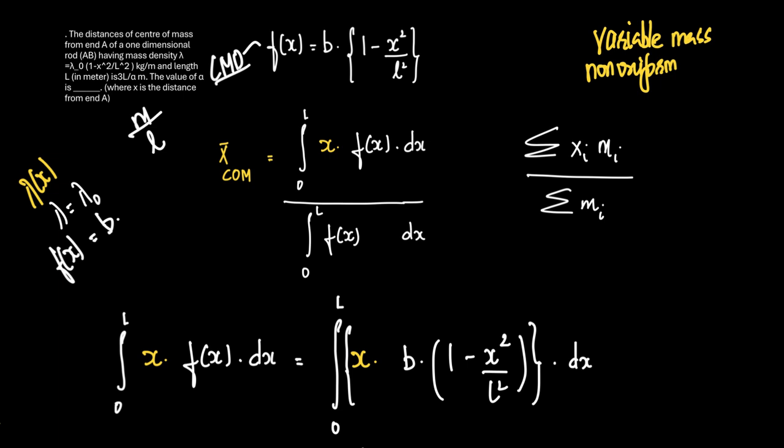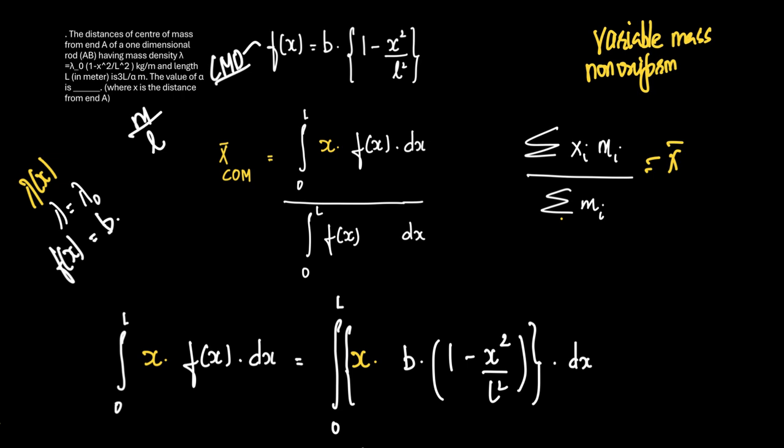Given that f of x is the mass per unit length, we know that the x coordinate of center of mass, or x bar, is equal to integral 0 to L x into f of x dx by integral 0 to L f of x dx, which actually corresponds to the uniform distribution formula, wherein we have x bar is equal to sigma xi mi by sigma mi.